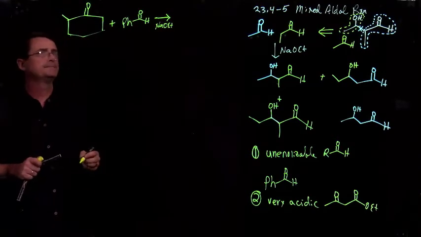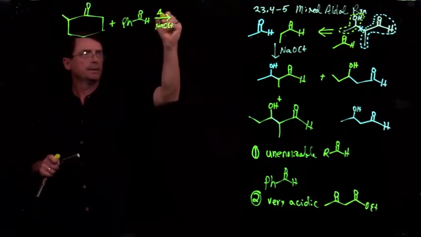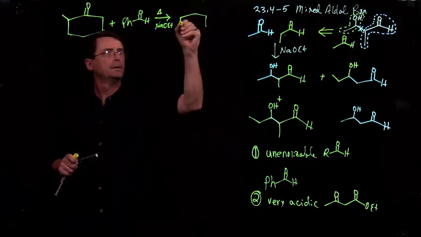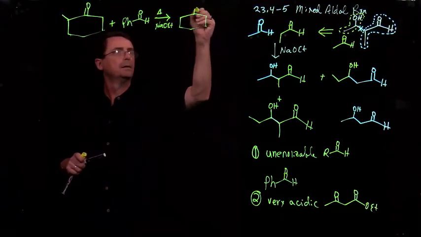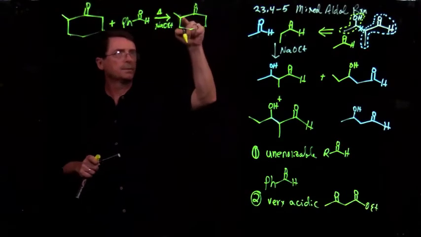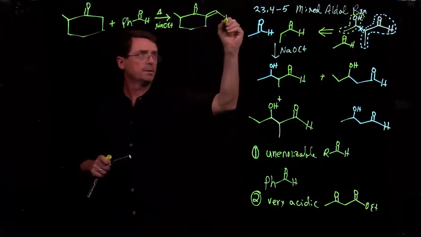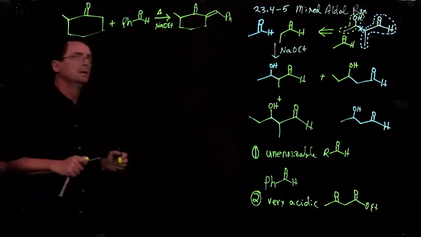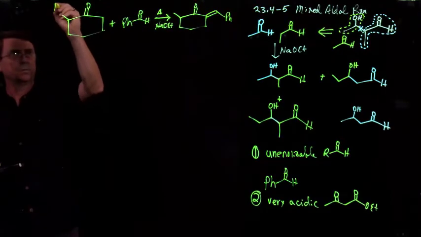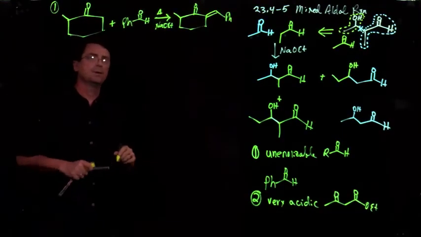Sodium methoxide. And we go ahead and heat it up a little bit. Turns out we can actually get a very good yield. And the product goes to one side because we can't do the elimination on the other. Remember, this is all reversible. So here we have the example of number 1, where we have an unenolizable carbonyl compound.